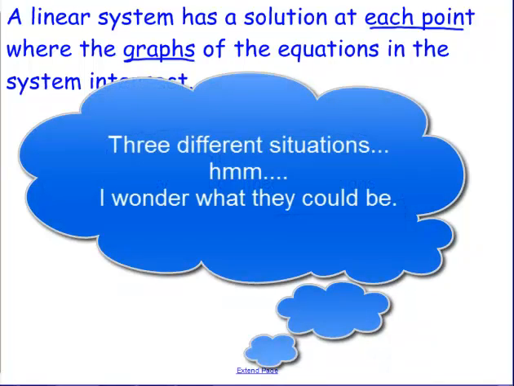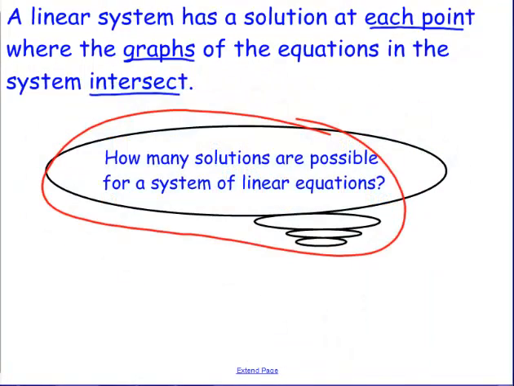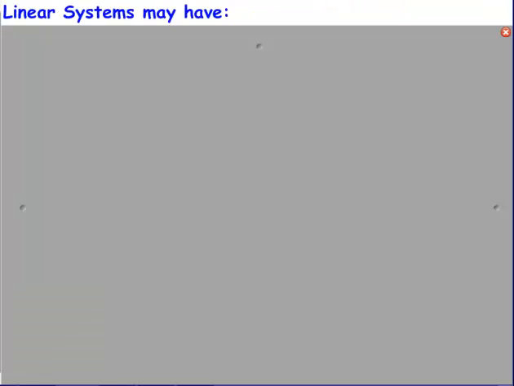Think to yourself a little bit, how many solutions are possible for a system of linear equations if it has to do with intersection points? Hopefully that was enough time. Hopefully you paused the video and got a lot of think time in. There are 3 different situations that come up.